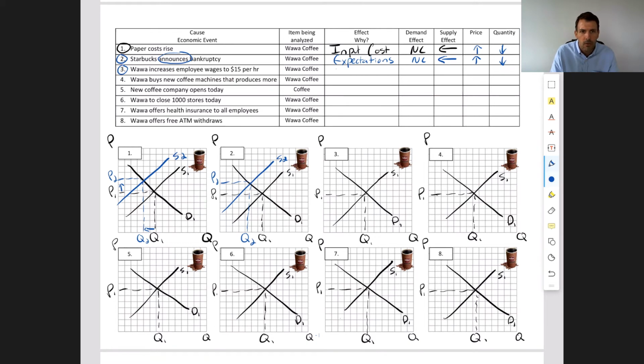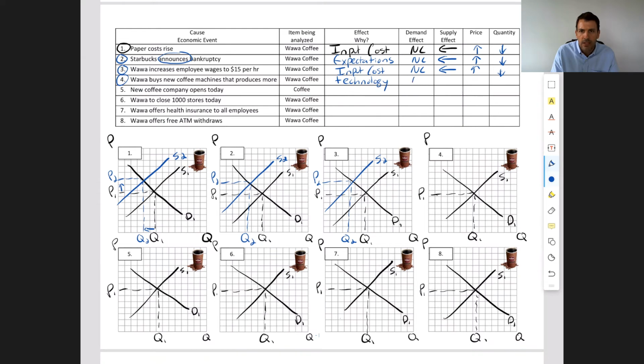Number three, Wawa increases their employee wages. That's an input cost, similar to paper, into that business. It's important that this is Wawa employees. If it was employees in general, then that would be more of a demand curve. This is going to shift the supply curve to the left, just like before. Once we draw the supply curve to the left, we label P2, Q2: prices go up, quantity goes down.